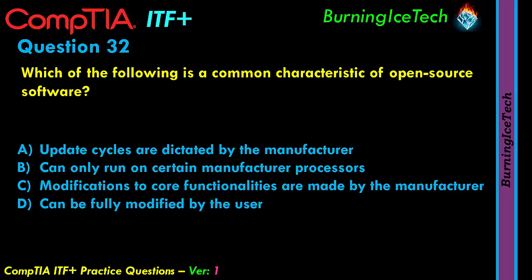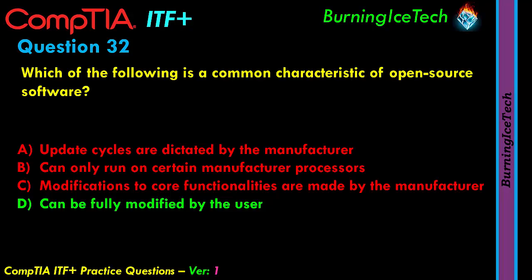B, can only run on certain manufacturer processors. That is normally something you would see with Apple software. You'll find a lot of Apple software can sometimes only run on Apple processors. There's nothing mentioned regarding that kind of stuff here, so I'm going to rule out B. C, modifications to core functionalities are made by the manufacturer. Nope, it's not that either, guys. So that leaves us with only D, and that is the answer. Can be fully modified by the user.